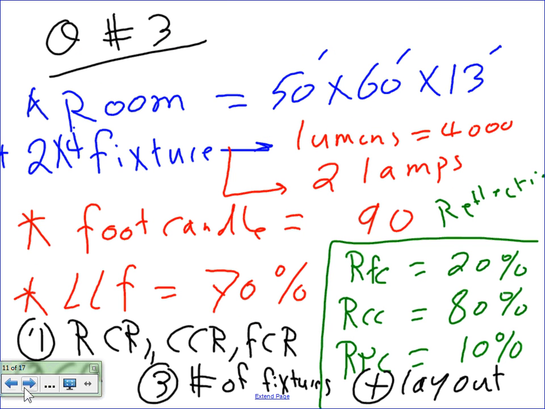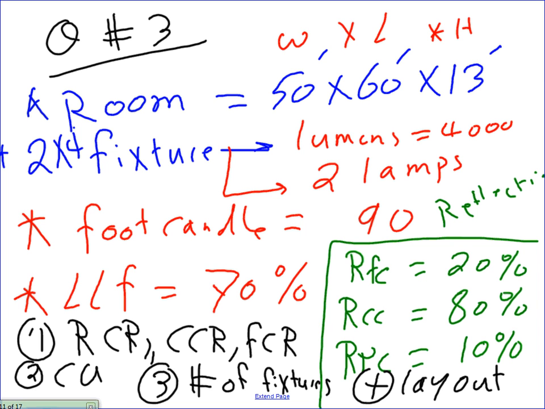Okay, here's problem number 3. I have a room. My room is 50 by 60 by 13, a 13-foot ceiling. So this is width, length, height, right? My width, my length, and my height of my room. And I, Chad Kerdy, decided single-handedly to use a 2x4 fixture, like one above your head, because I'm going to put them in these rooms.